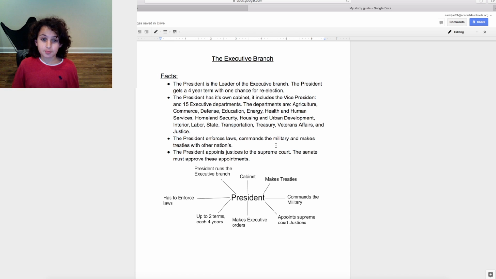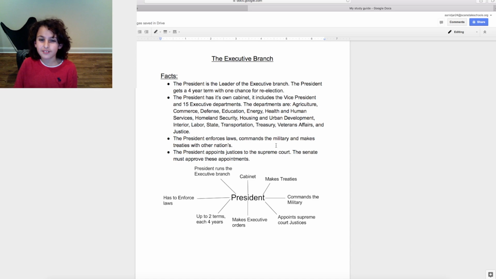Next one. The president has its own cabinet. It includes the vice president and 15 executive departments. The departments are agriculture, commerce, defense, education, energy, health and human services, homeland security, housing and urban development, interior, labor, state, transportation, treasury, veterans affairs, and justice.